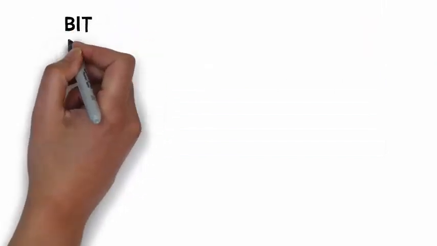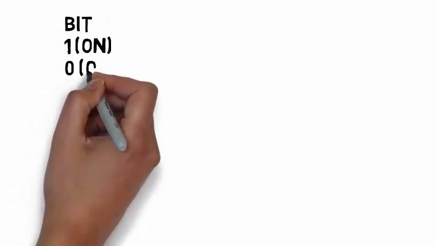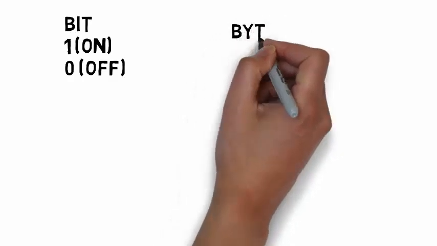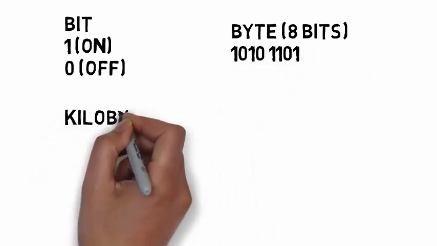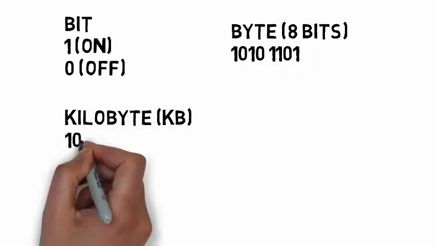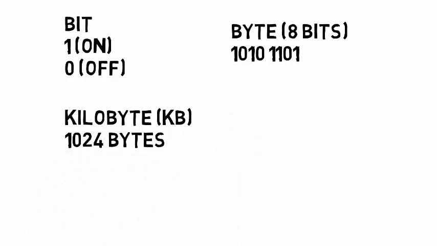A bit is the smallest unit that a computer can understand and store. It just represents only a single 1 or 0, a wire having electricity or not. If we group 8 bits together, we get a byte. The next size up is a kilobyte, or KB, and that is a group of 1024 bytes.